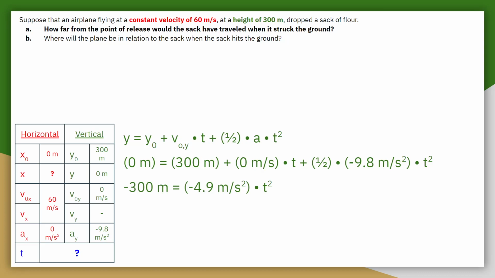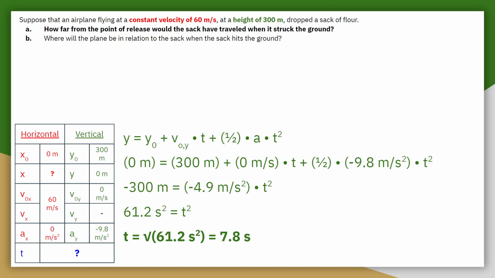Simplifying this down and rearranging it, we have negative 300 meters is equal to negative 4.9 meters per second squared times time squared. Dividing both sides by negative 4.9 meters per second squared gives us a value of 61.2 with the units seconds squared. That's equal to time squared. Taking the square root of both sides will give us a time of 7.8 seconds.